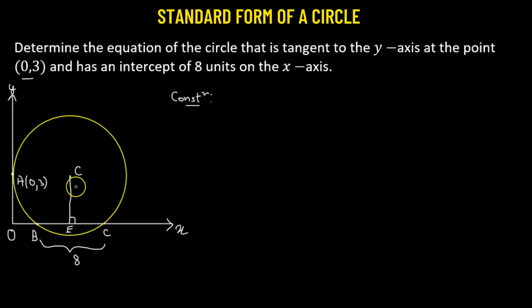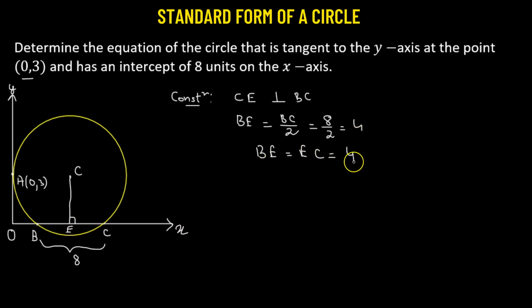Now we know that a perpendicular drawn from the center of a circle to any chord bisects the chord. So that means that we have CE perpendicular to BC. So BE is going to be half of BC. Since BC is 8 units, we have 8 over 2, which gives us the value 4 units. The length of BE is going to be equal to 4 units. Now we have this information, so let's note it down. So we have BE equals 4 units.